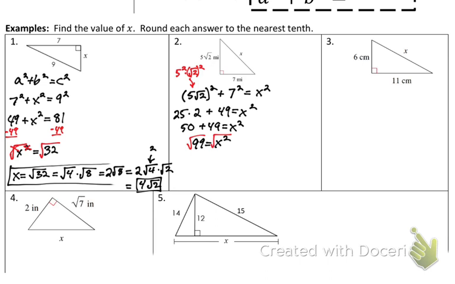I'm going to flip sides real quick. I'll say x equals the square root of 99. In 99, is there a perfect square that goes into 99? Probably 9 goes into it. How many times does 9 go into it? 11 times. So this is going to equal square root of 9 times square root of 11.